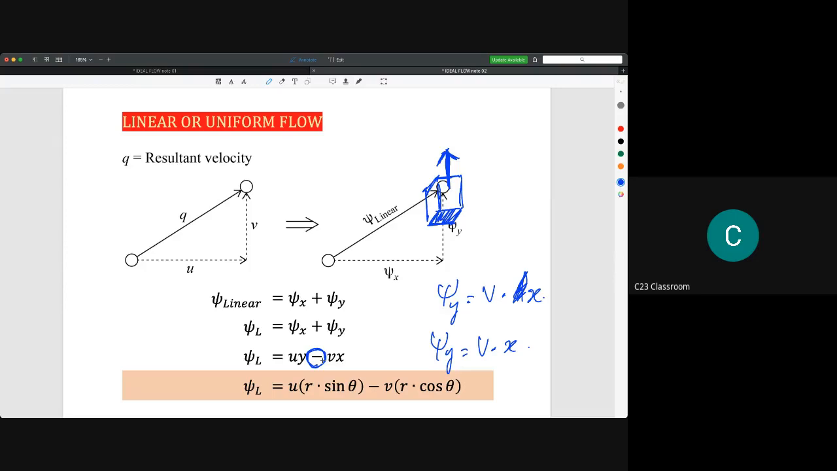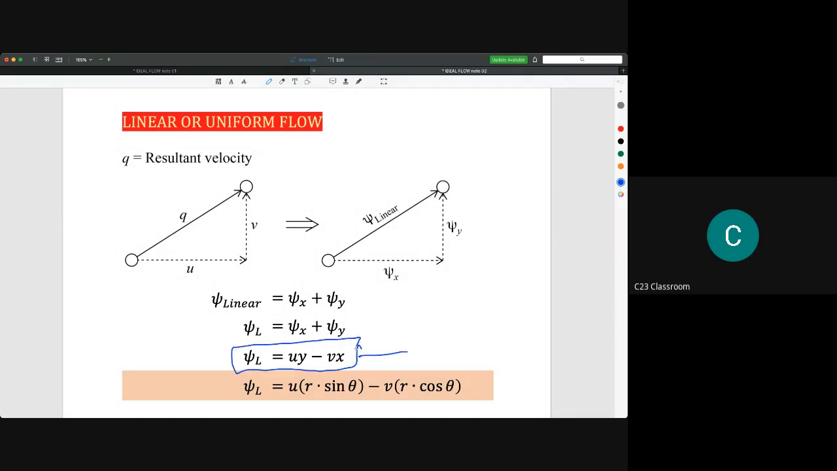So then we could say that the linear or uniform flow stream function can be written as this. Psi linear is equal to uy minus vx. If you want to show this equation in polar coordinates, you may write it like this: psi linear is equal to ur sine theta minus vr cos theta.